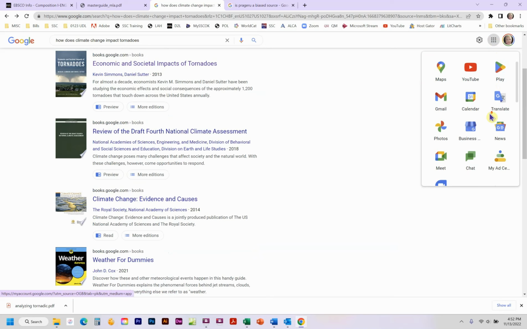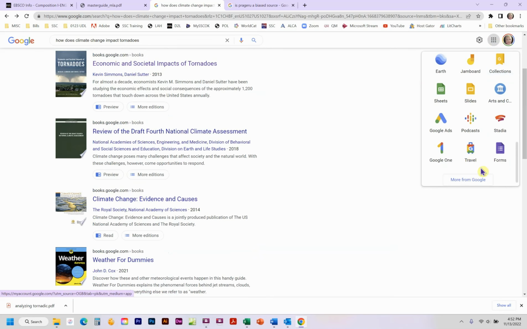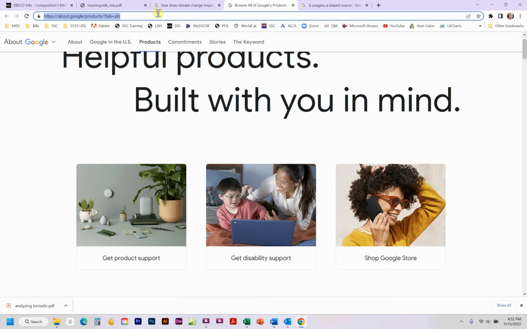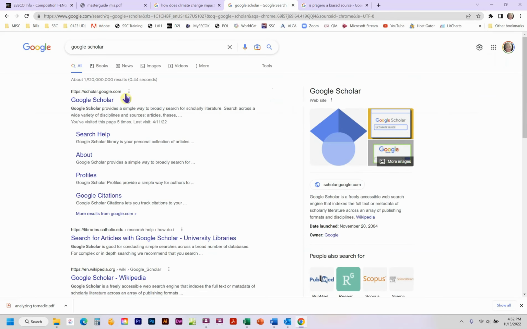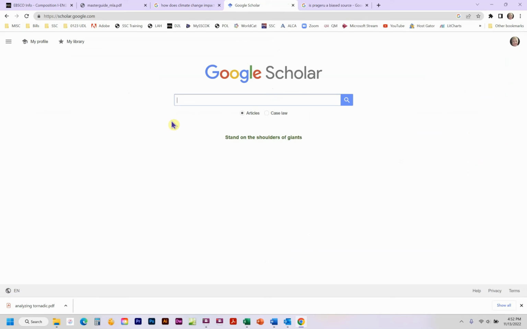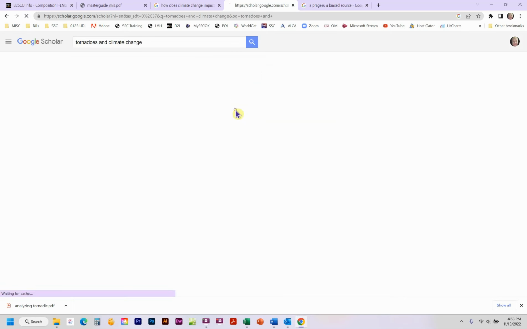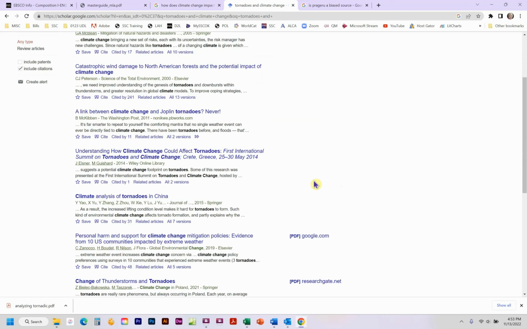Another place to go to is Google Scholar. So I'm going to click up here on the waffle and I'm going to go down here until I find Google Scholar. Sometimes I have to hit more. Or I can just do this, Google Scholar. So Google Scholar is another search engine for Google. And I can search. And now I'm going to see articles that are scholarly articles that I could cite.